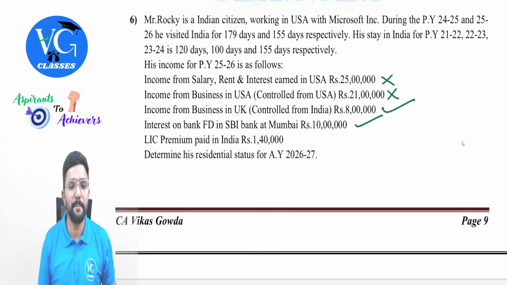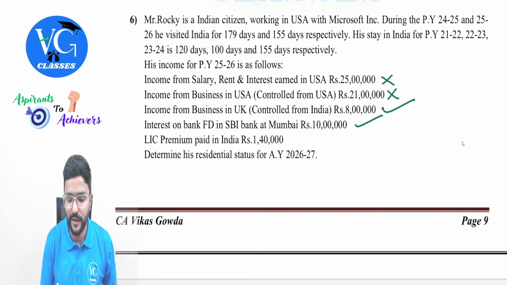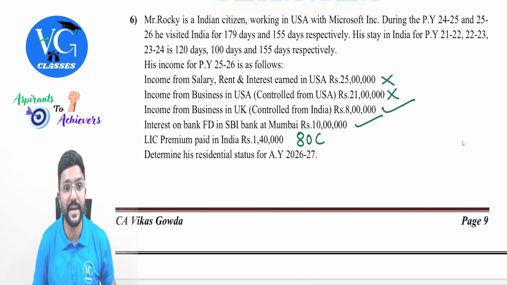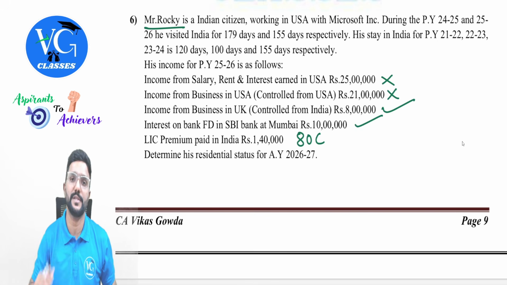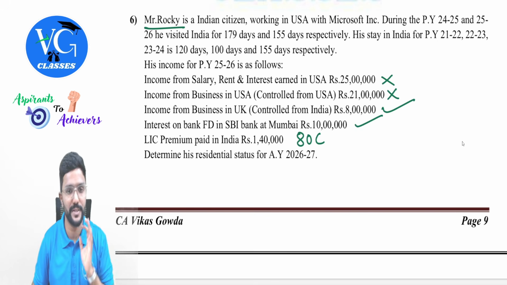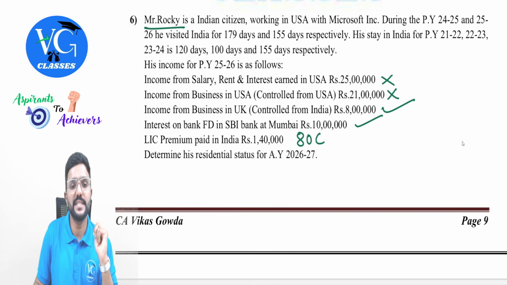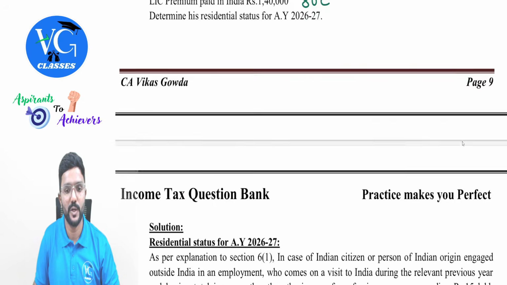Then LIC premium paid in India for rupees 1,40,000. Guys, for this, deduction is available under section 80C provided Mr. Rocky is following the optional scheme. Let us assume that he is following the optional scheme. Determine his residential status for assessment year 26-27, guys.